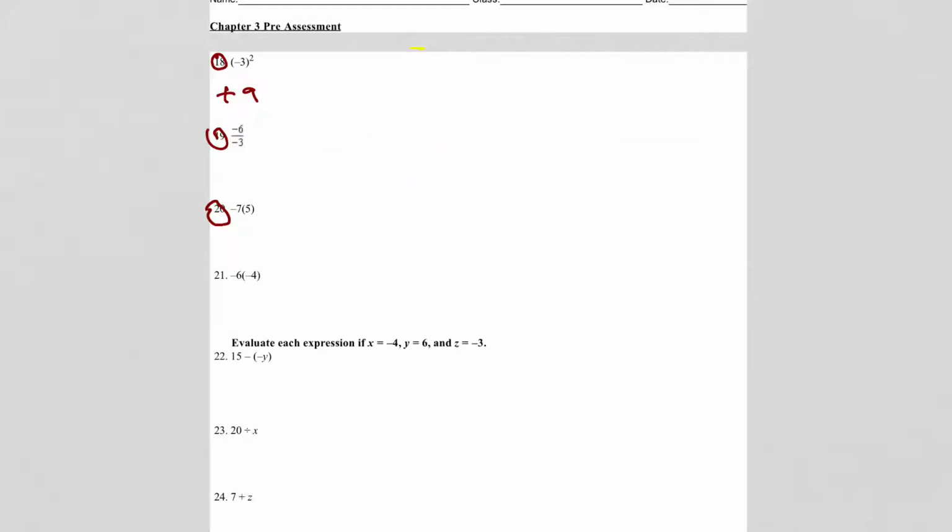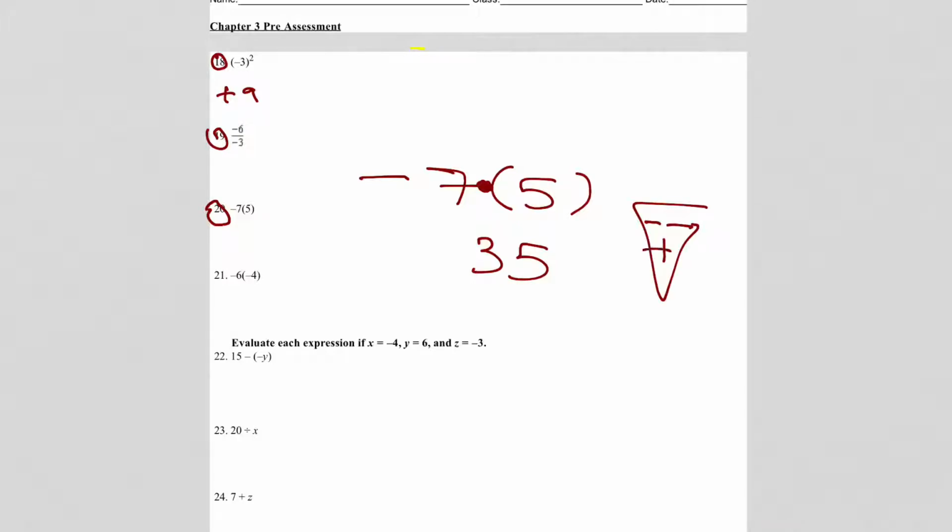Alright, number 20. We have negative 7 parentheses 5. Remember, if there's no sign right here, we can go ahead and put a dot so we remember it's multiplication. 7 times 5 is 35. If you're multiplying and dividing, remember we're going to use this mat triangle. So 7 is negative, 5 is positive, so the sign that's left over is the answer sign. So negative 35. And this one was positive 2.